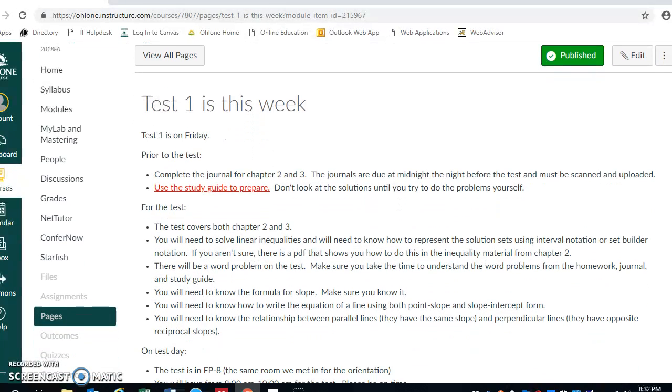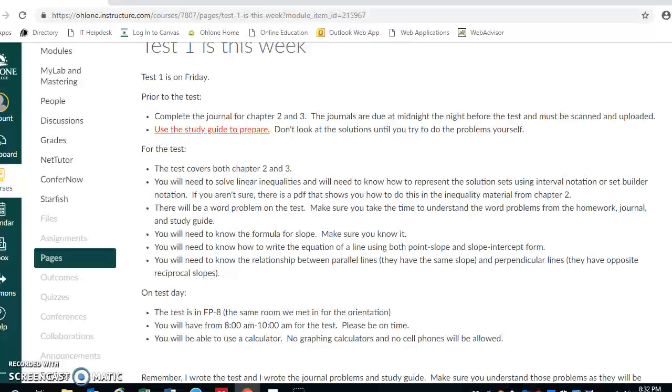I gave you a few things to think about on the homepage for the course. So you'll see here information that you need to be aware of. There will be linear inequalities. You will need to be able to graph them, and then you'll be able to choose between representing the solution set using interval notation or set builder notation. There will be a word problem on the test, and you'll have to assign your variables and write the final answer in the form of a sentence with proper units.